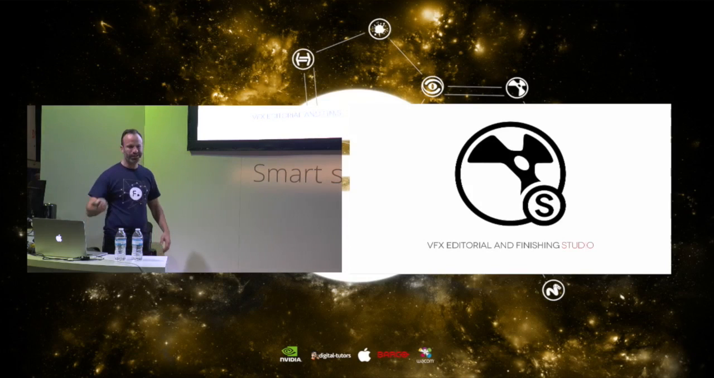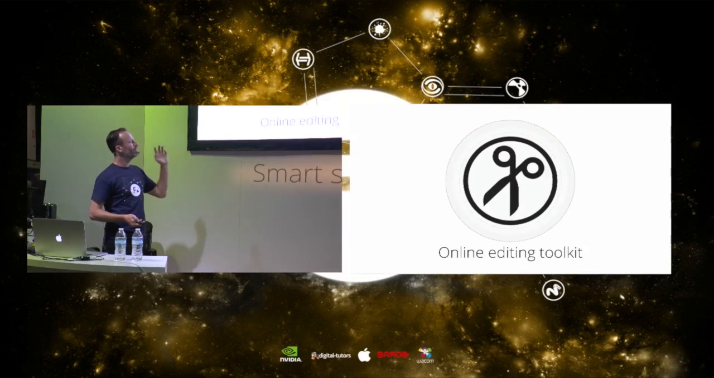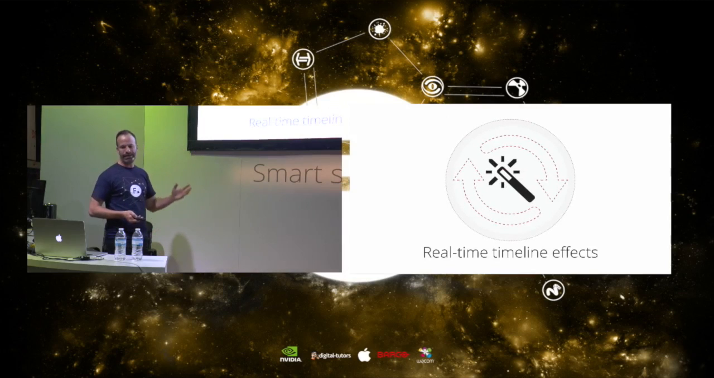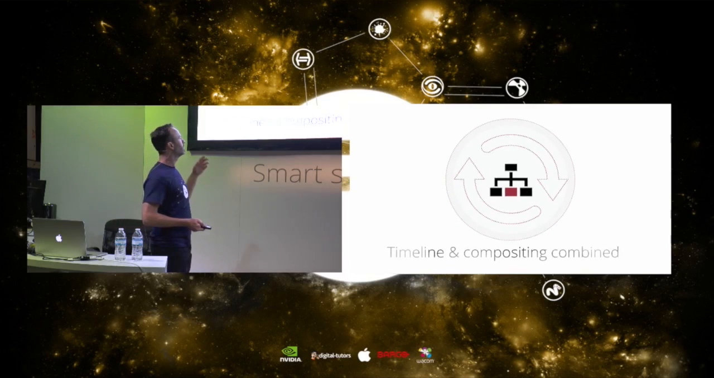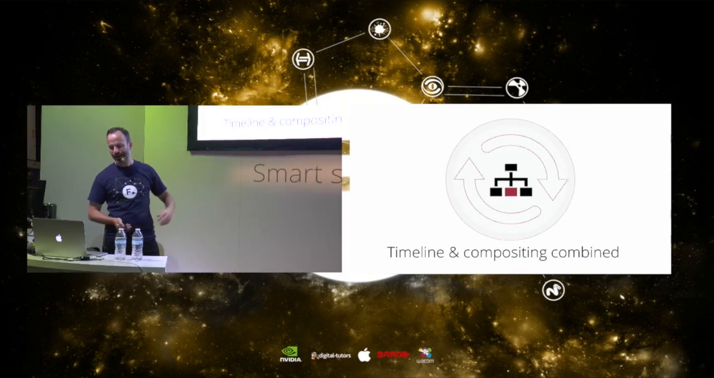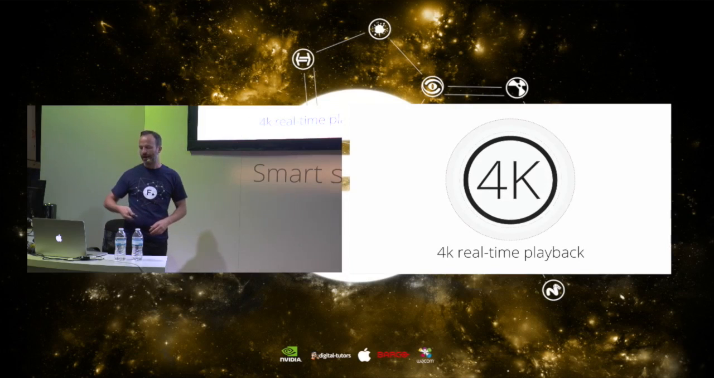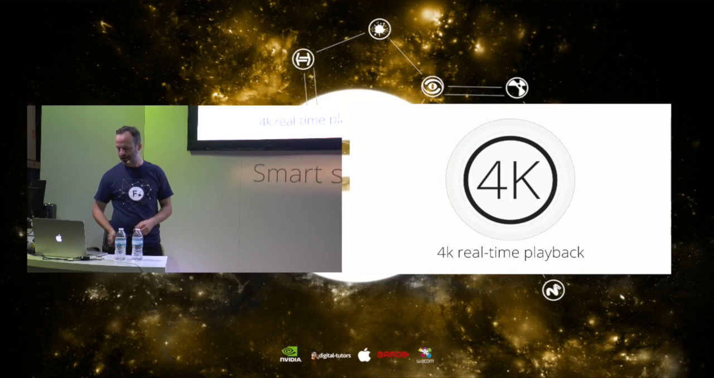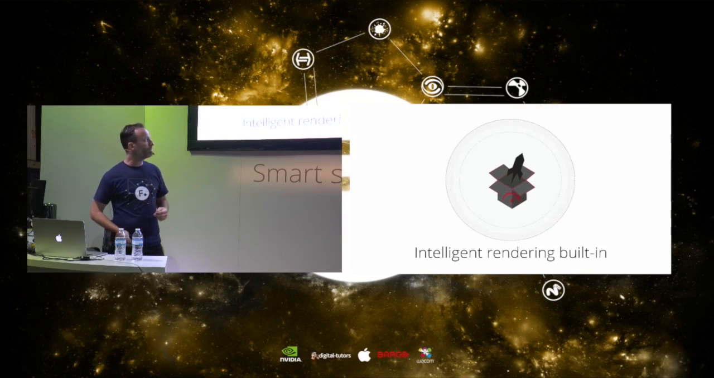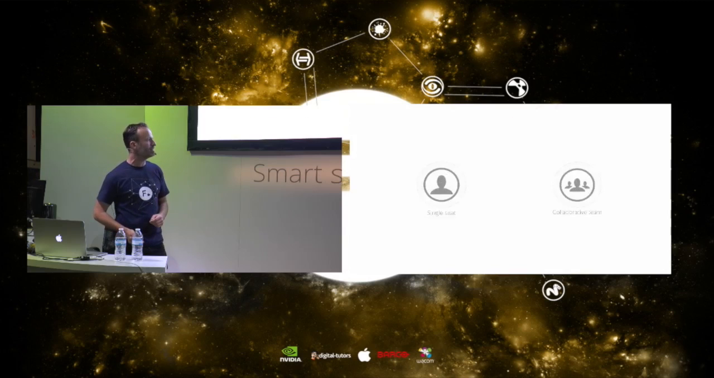So what's in Nuke Studio in addition to Nuke? It's got a full online editing toolkit, so editorial tools. It's got familiar Nuke effects directly in the timeline, but in real time. It's got the full compositing of Nuke X and a timeline combined. We've got real 4K playback out to AJA and Blackmagic cards. Render farm rendering is built in. It's got a render farm built into this thing.